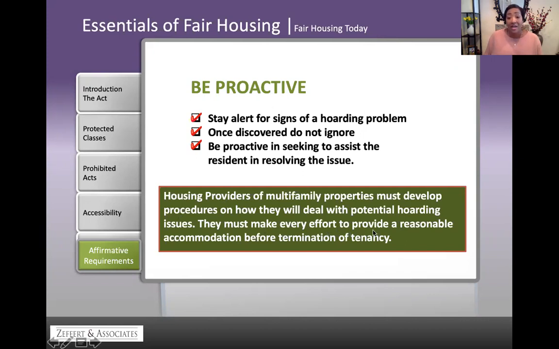They must make every effort to provide a reasonable accommodation before termination of tenancy. Okay, so you discover an issue of potential hoarding, and you're like, this is just gross. This is disgusting. This is a problem not only for this unit, but for the whole building because it could end up causing rodents and vermin, and it's just a mess. They've got to go. I'm going to give them a 30-day notice to vacate.